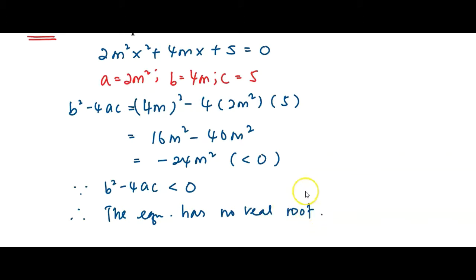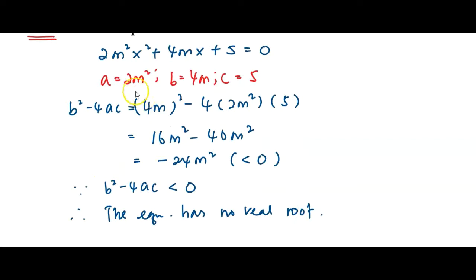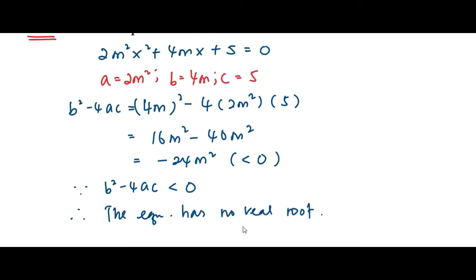Okay, again I stress, initially we don't say b squared minus 4ac less than 0, because the question asks us to show. So we need to start from b squared minus 4ac and then substitute the values of a, b, and c into the discriminant here to prove that this is less than 0. If this is always less than 0, then only we can make the conclusion the equation has no real roots. All right, so we say that we have shown that the equation has no real root.